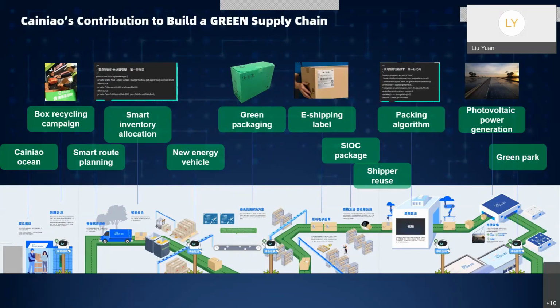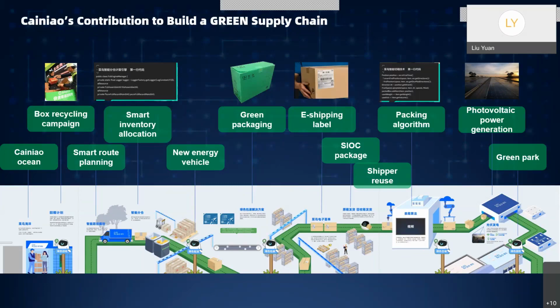From the chart, from the right side to the left side, we can see that in the green park we now have photovoltaic power generation. In the warehousing part, based on data technology, we have packing algorithms which can reach the leading case fill rates in the industry. And we have the SIOC package, which means that we directly ship the original shipper to the consumer with no repacking. And for shipper reuse, normally the original shipper at the warehouse would be scrapped, but we match it with the parcel to be used as the parcel box. And the e-shipping label saves up to 100 billion pieces of paper every year.